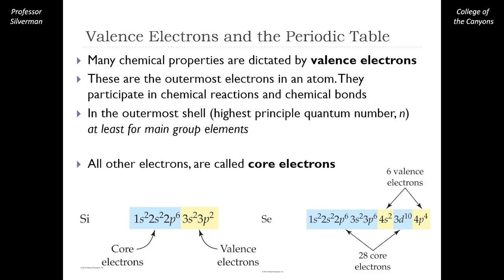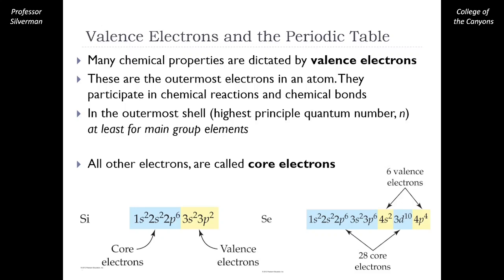As it turns out, many chemical properties are dictated only by what we call the valence electrons. These are our outermost electrons in an atom. We only have to care about these valence electrons because typically they're the ones that participate in chemical bonds and chemical reactions. To identify our valence electrons, at least for the main group elements, we can identify how many electrons are in the highest quantum number shell.